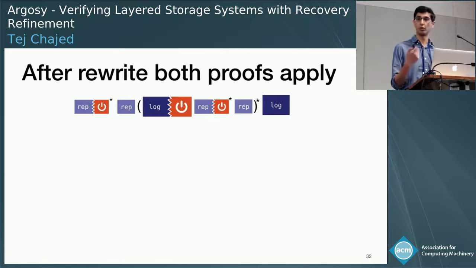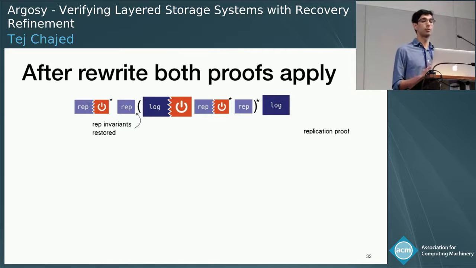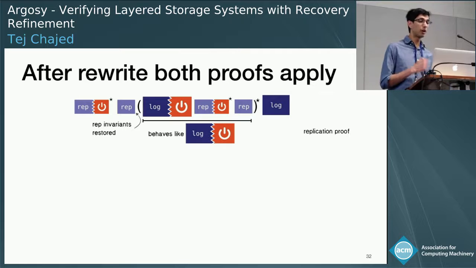You can see the code and the paper for that. But let me just give some intuition for why this is easier. The first thing is that the replication proof establishes that after the rep recover runs, all the replication system's invariants are restored. Then, because of the trace inclusion for recovery, we know that this code behaves like a crash during the high-level logging procedure.